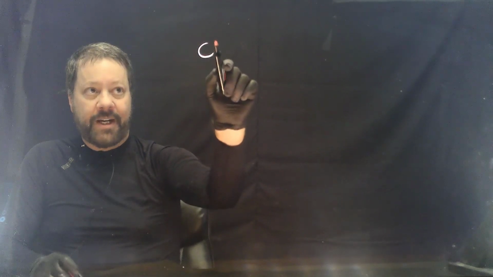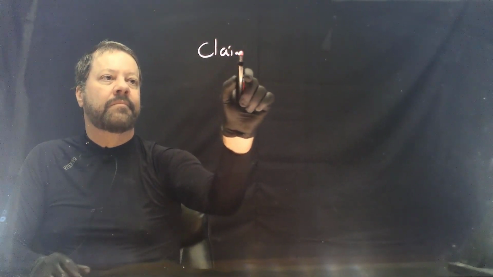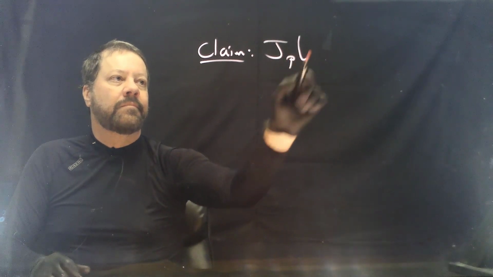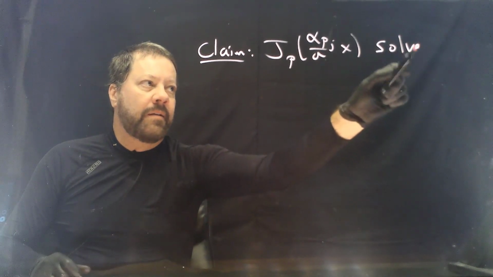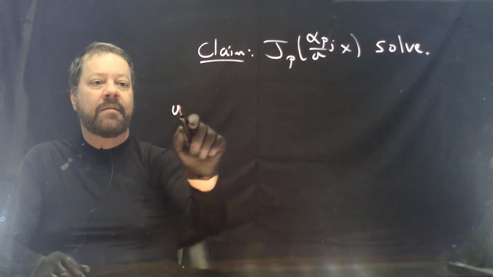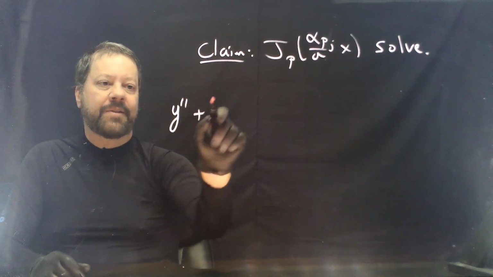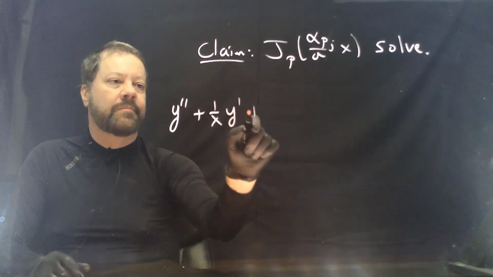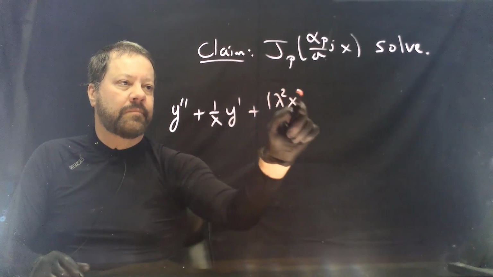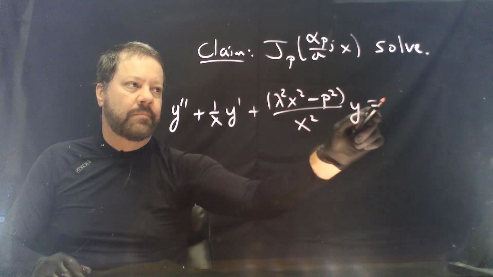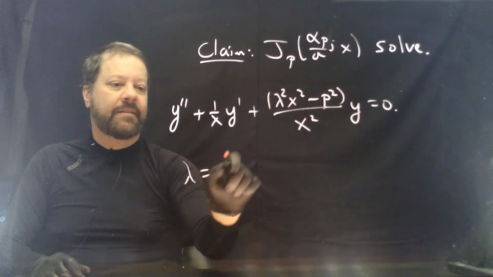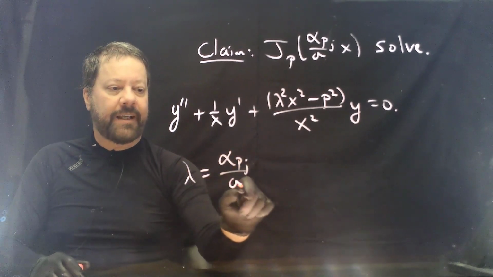One can also check that these are solutions to the parametric form of Bessel's equation, provided lambda is alpha_pj over a. There are some things that we blew by that we need to check.